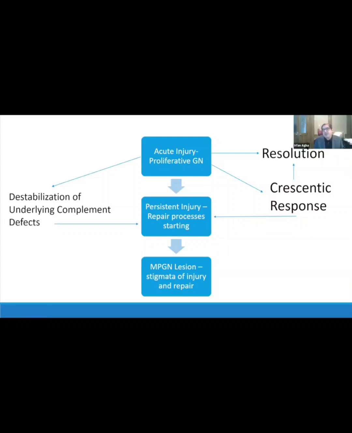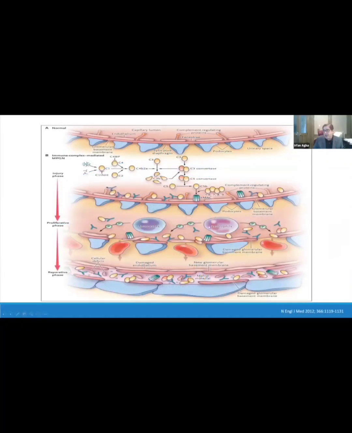And that leads to not just the complement thing, but the repair processes leads to development of the MPGN lesion. MPGN, membranoproliferative glomerulonephritis, is a histopathological entity. All that means is there's two things going on. The first thing is, due to whatever reason, immune complex complement, infection, related immune complex disease, yada, yada, yada, is leading to endothelial damage.